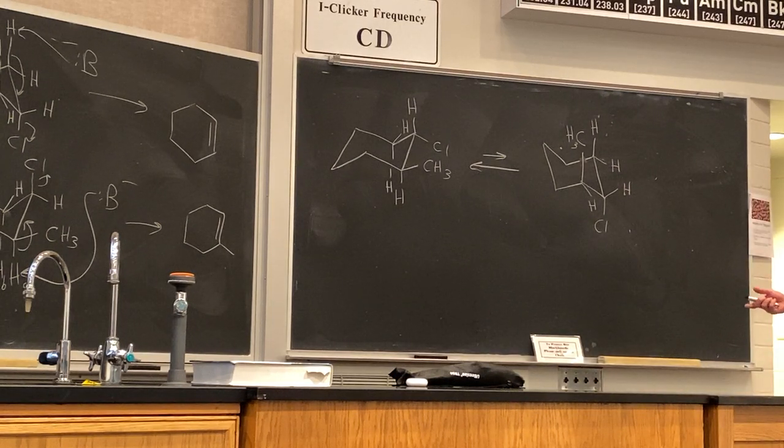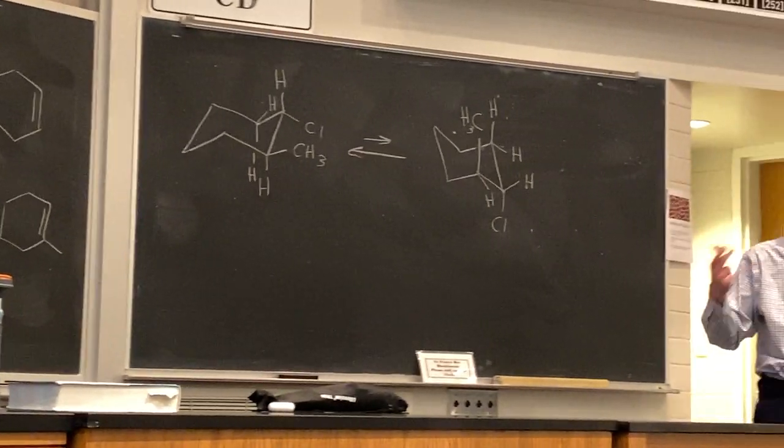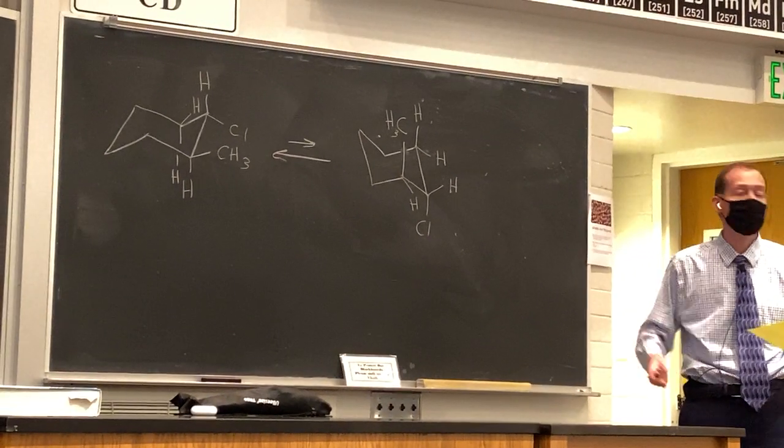The way I drew those equilibrium arrows shows us that the chair on the left is lower in energy than the chair on the right, because here we have both groups equatorial. On the right, we have both groups axial. So you're going to have probably less than 1% of this chair on the right at equilibrium, but that's enough. As long as you have any amount of this chair, then you can still have the E2 reaction proceed.